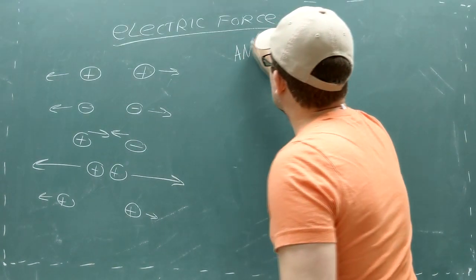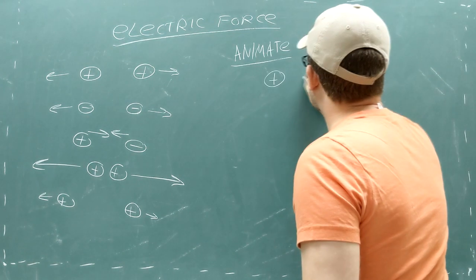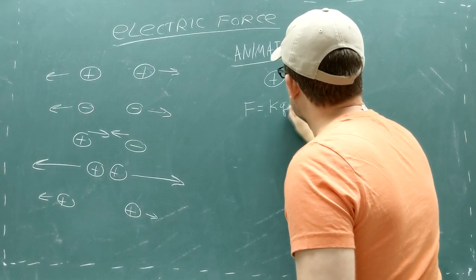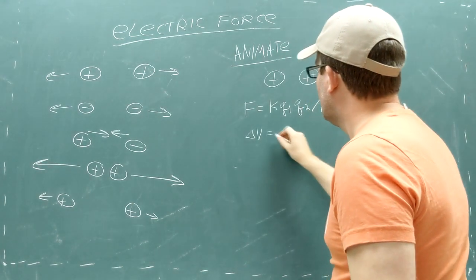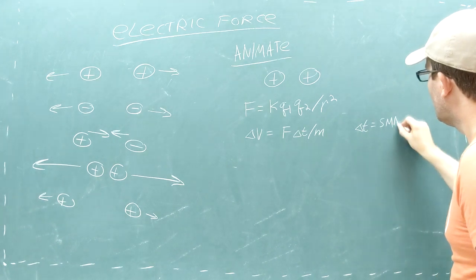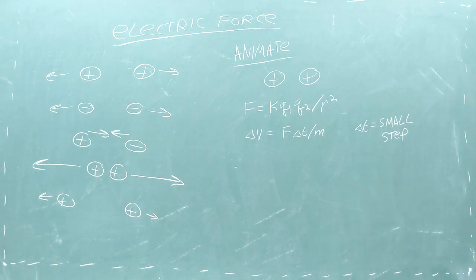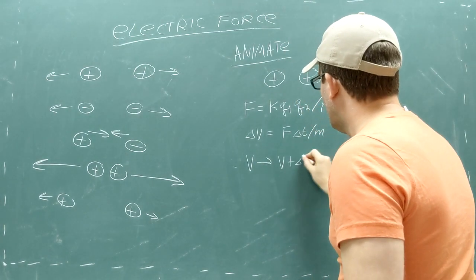We can animate the motion of these particles by following a few simple steps. First, we calculate the force between them and evaluate whether this force is repulsive or attractive. Second, we calculate how much each particle's velocity will change by due to this force. This change in velocity happens over a small period called the time step. The smaller we make our time step, the smoother our animation will be.